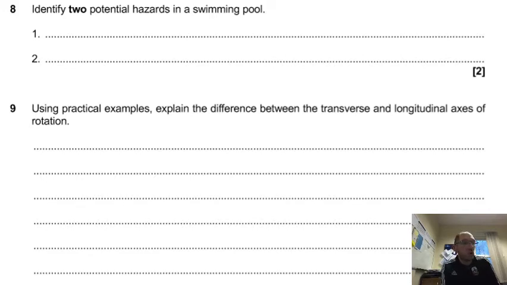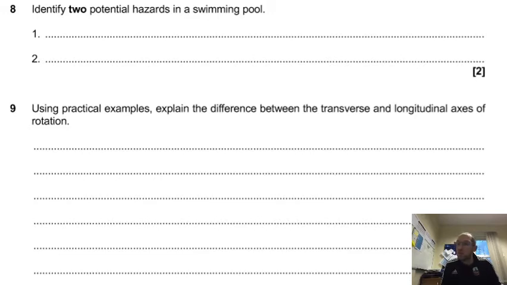Some candidates described the transverse axis as one that passes through the center of the body. However, all 3 axes of rotation do this, and therefore this statement does not explain a difference between the 2 axes. Responses which included a diagram to show the position of the axis were credited if it was clear where the axis lay in relation to the body and the axis were clearly labelled.